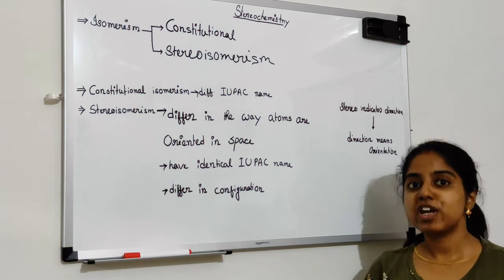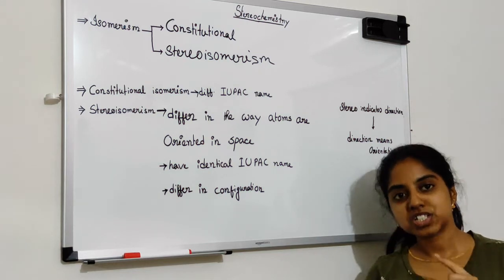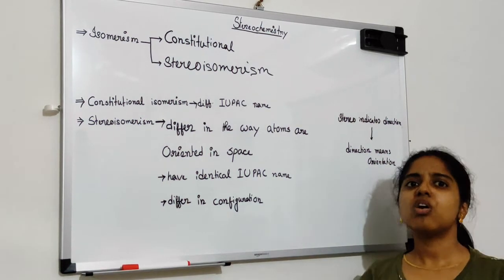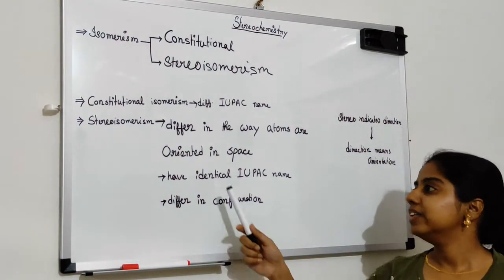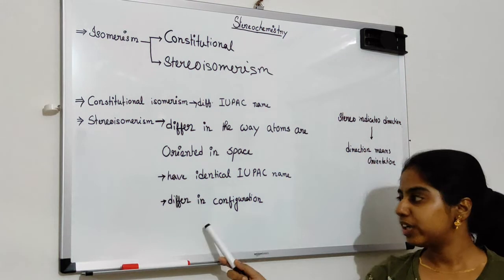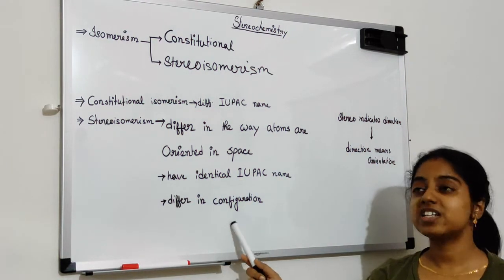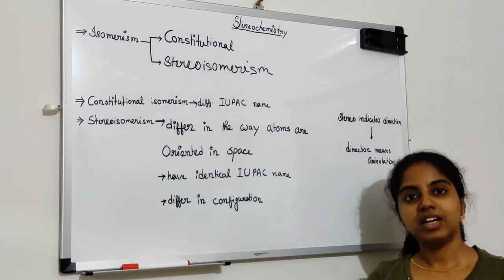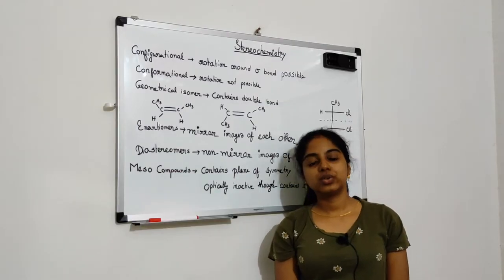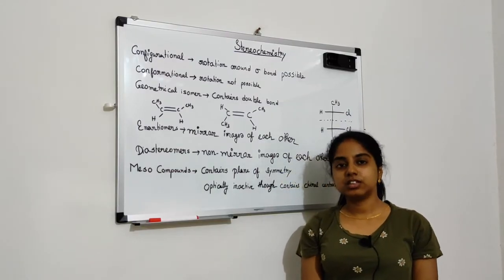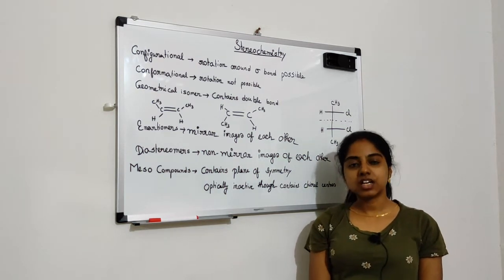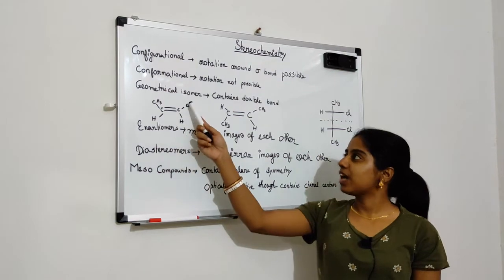The arrangement of atoms in three-dimensional space is known as configuration. So we can also say that stereoisomers differ in their configuration, but they have identical IUPAC nomenclature, right? Stereoisomers are generally of three types: conformational isomers, configurational isomers and geometrical isomers.